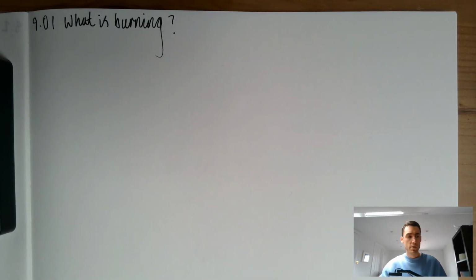Hi everyone, welcome to this video about the first lesson in the conservation of mass and reactivity scheme, usually taught around year 8. This first lesson is called What is Burning, and it's one of our historical case study lessons.